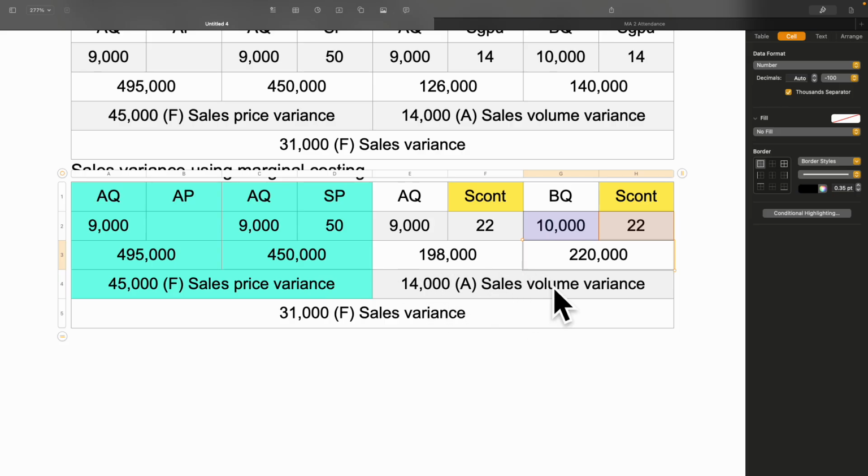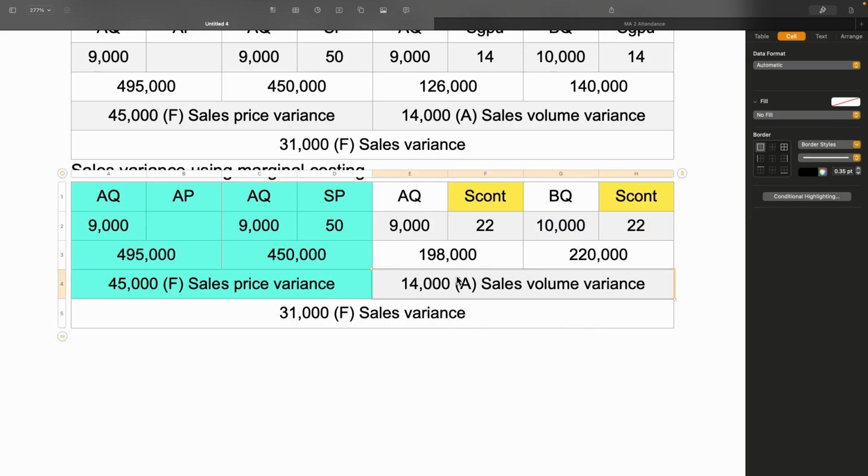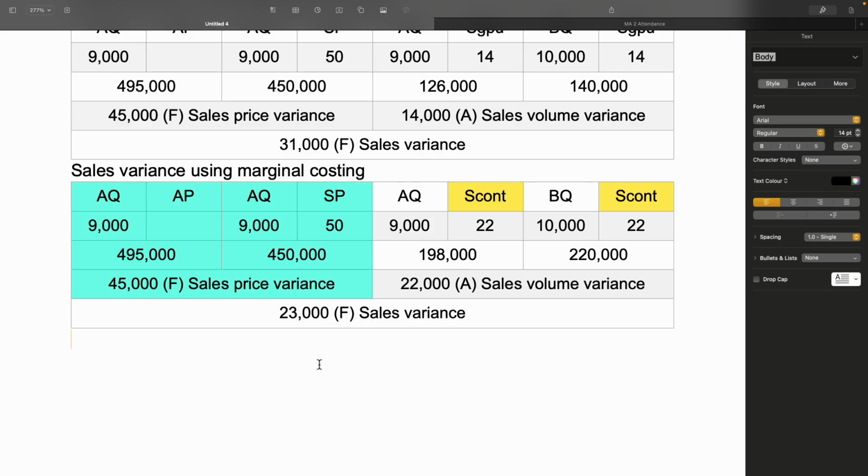So now the variance here, how much is the variance? You got 220 minus 198. You get about 22,000 adverse sales volume variance. So this one now changes from 31,000 to 23,000 sales variance. So you can see there is a slight difference.